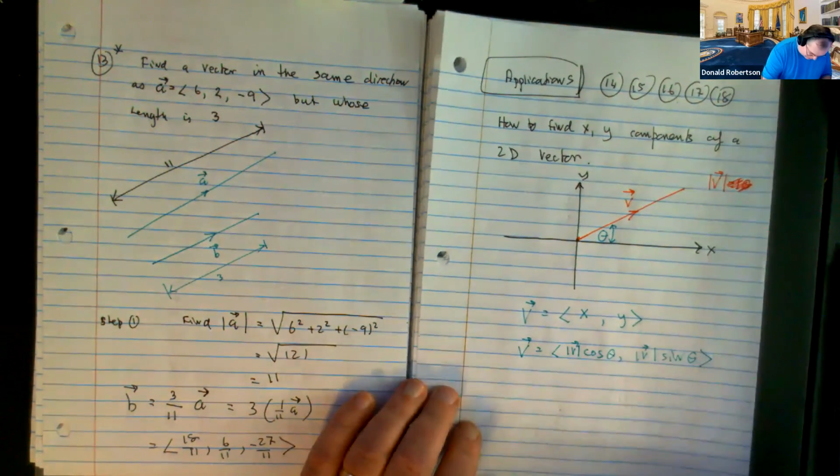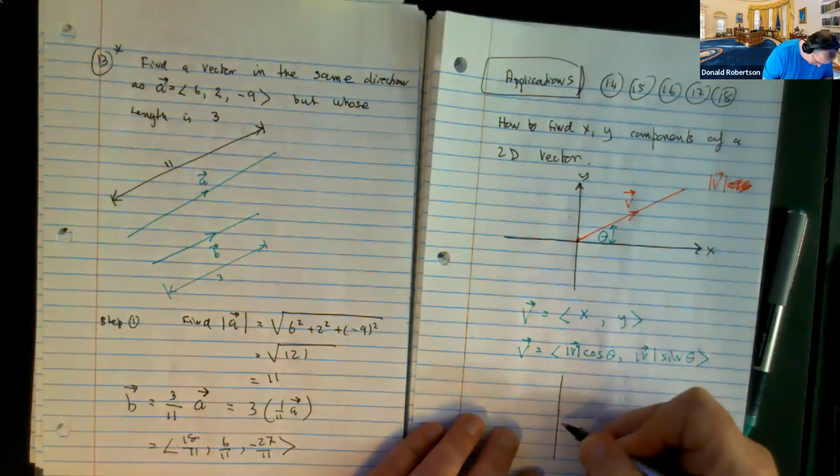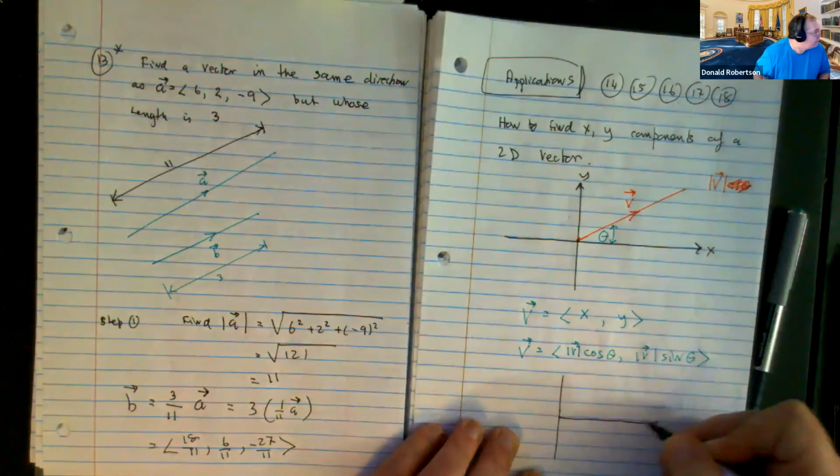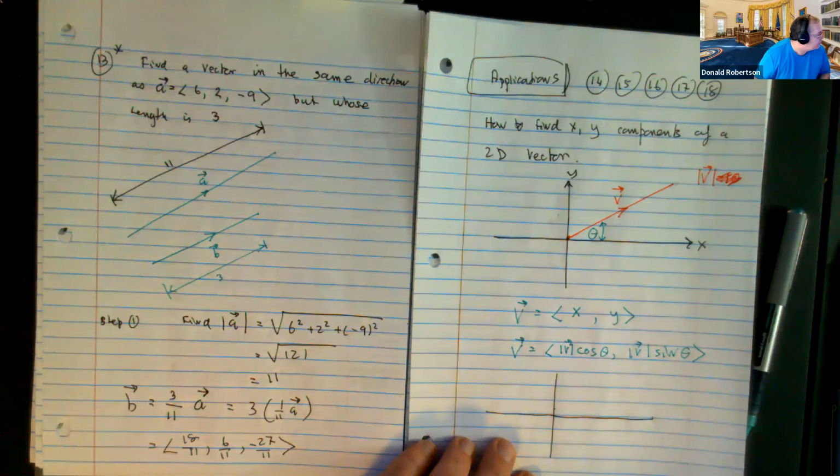So let's do an example of what that might look like. Let's suppose we have, I'll try and find one. It's always good to do ones that they have.